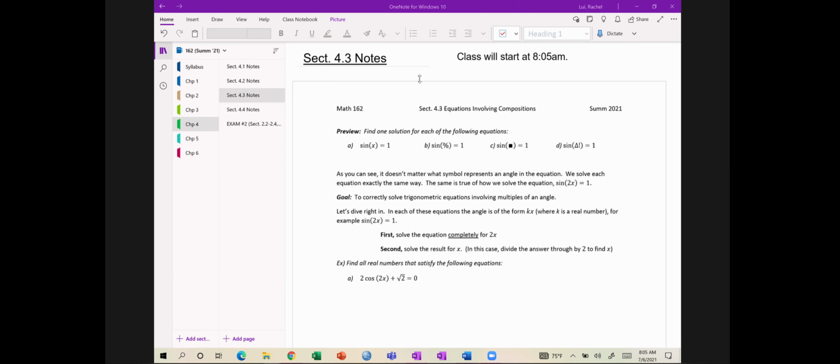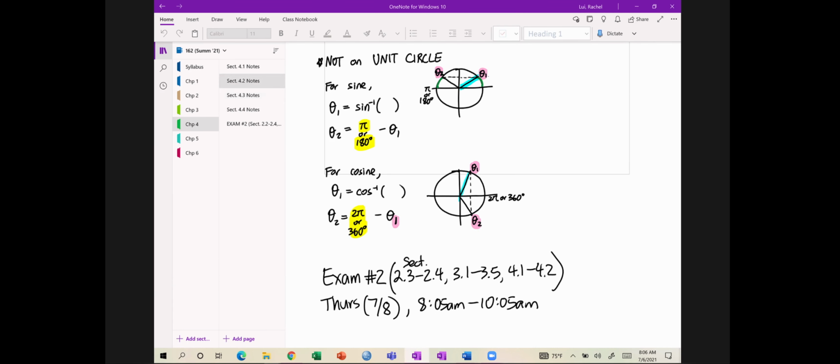Okay, so we have already finished the exam 2 material because exam 2 covers up to section 4.2. And remember, our exam is at the end of this week, Thursday, July 8th, 8:05 to 10:05 a.m. That exam 2 is going to cover 2.3, 2.4, all of chapter 3, and then 4.1, 4.2. The details of the exam, I will send out through email later today, and then we will review them tomorrow.